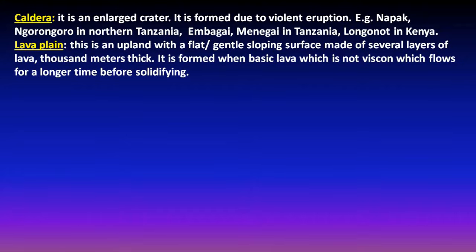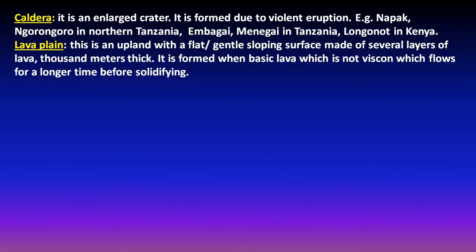So we're saying it is formed when basic lava, which is not viscous, not sticky, flows for a long time before solidifying. So this lava is able to flow quite kilometers without solidifying. So when it flows for quite a long distance, it forms what we call the lava plain.